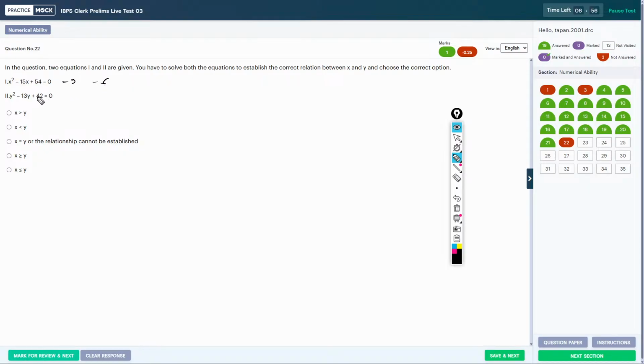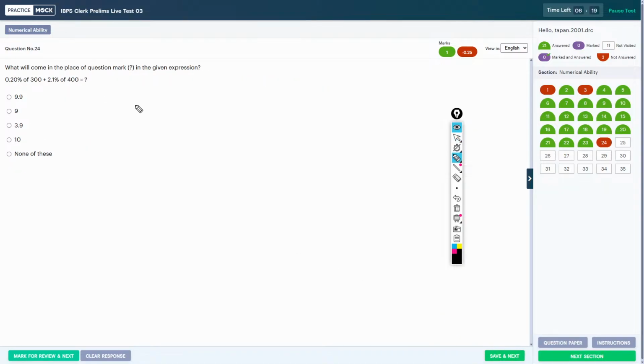Minus 9 minus 6, minus 7 minus 6, so minus 9 minus 6, minus 6 minus 7. Again, no relation. This is plus plus plus minus. I just check the plus ones. This is 13, 11, right? And this one 13, 15. So y greater than or equal to, then 20% of 300.